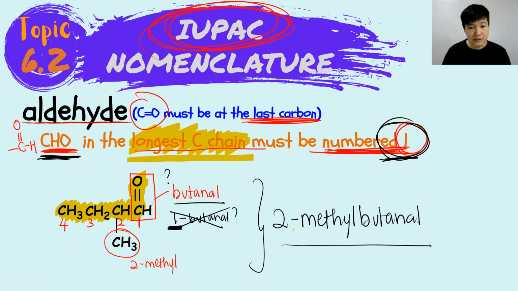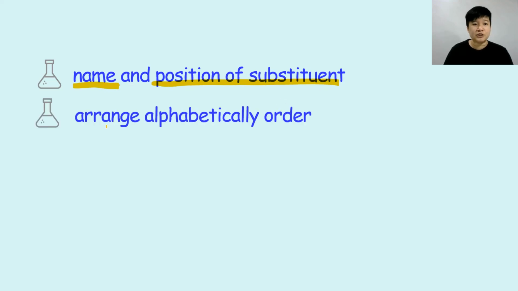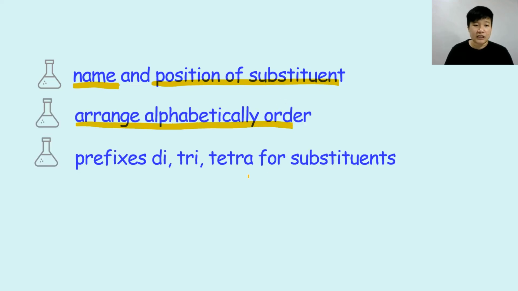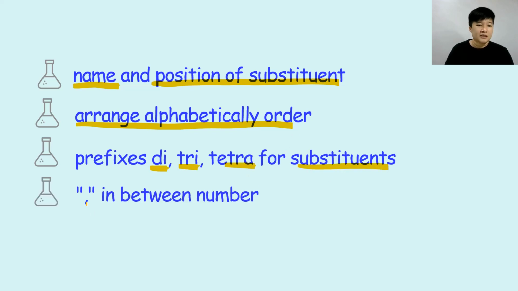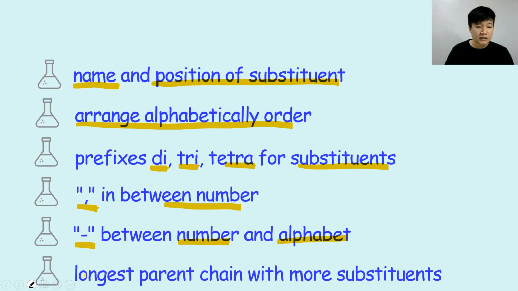And I hope you remember the basic rule of IUPAC naming. When is the time using dashes? When is the time that you combine with no space? And so on. Just a kind reminder, all the rules and regulations that you learned previously will apply exactly the same. The name and the position of the substituent, arrange alphabetically order, the prefixes di, tri, tetra for the same substituent, the comma when you are having numbers, the dashes when you are having numbers and alphabet, also the longest parent chain with most substituent.